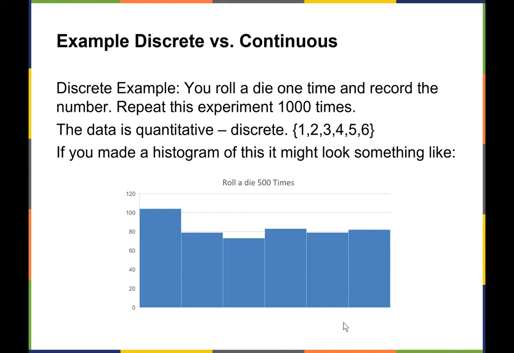If we made a histogram of the data, I guess this is a histogram of rolling a die 500 times, it would look like this. Here's my ones, my twos, my threes, my fours, my fives, and my sixes. It's averaging out to about 80 each or whatever that number turns out to be. So that's a discrete probability distribution function. About 1/6 of the time, you get each of those individual numbers.